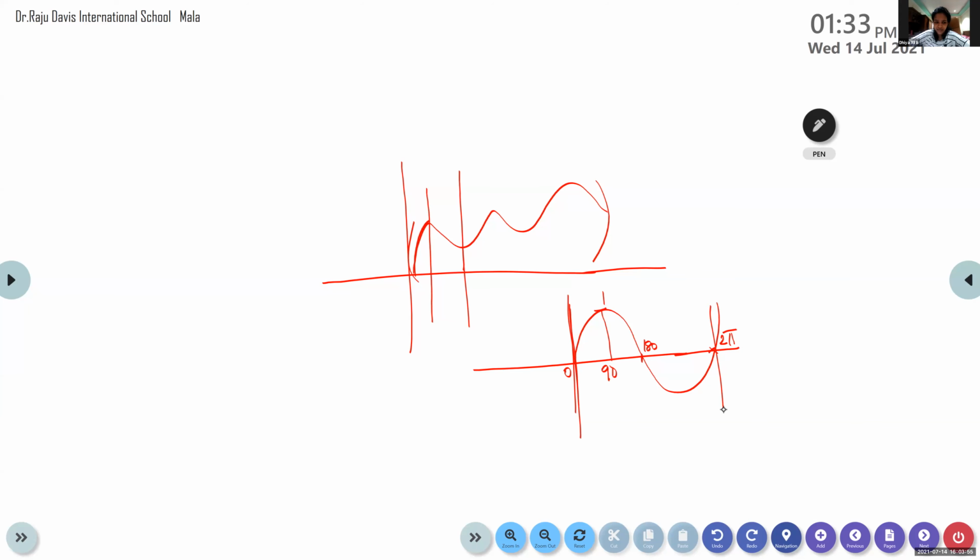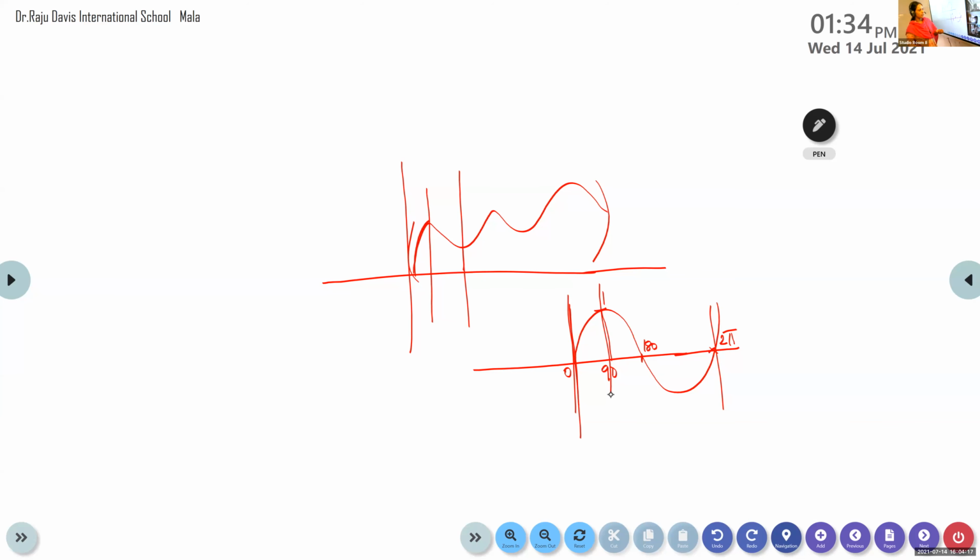It is neither. We can't say it is fully increasing or fully decreasing, so we say it is neither increasing nor decreasing. But what about the interval 0 to 90? If I take the interval 0 to 90, what can we say? In the interval 0 to 90? Increasing. It is increasing, isn't it?